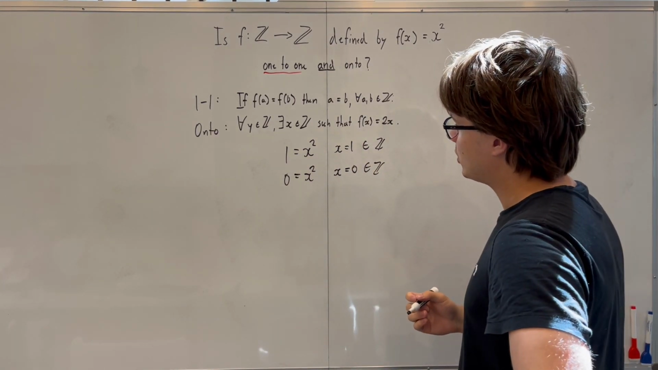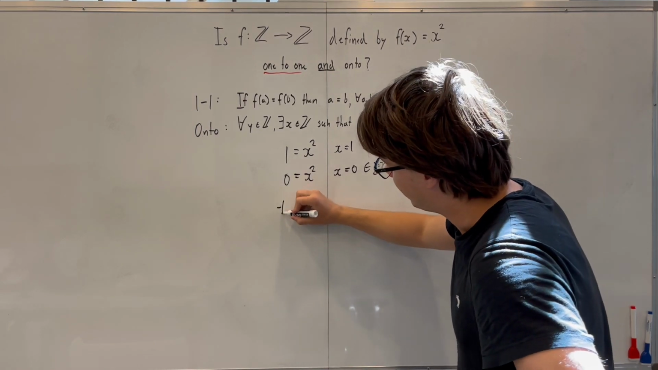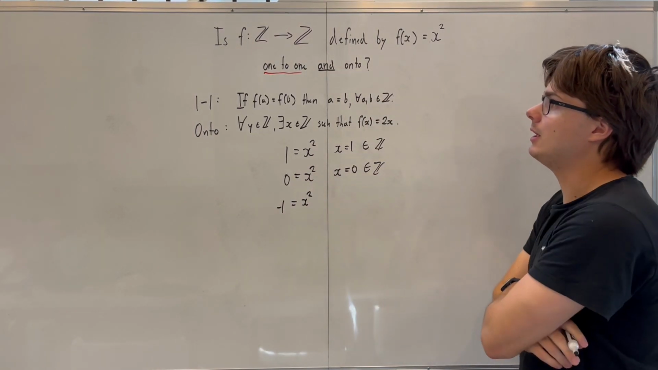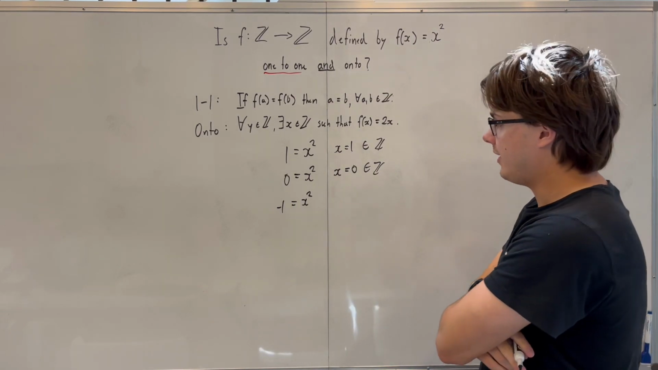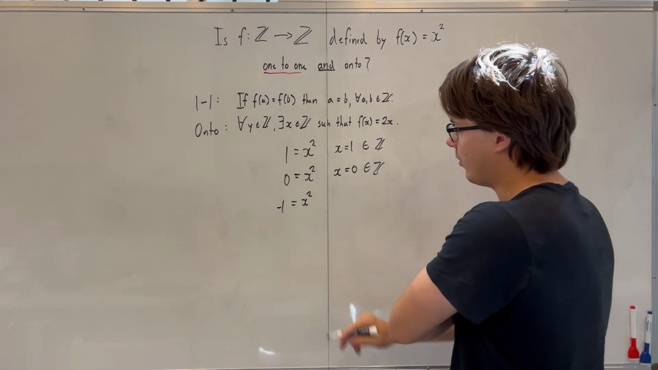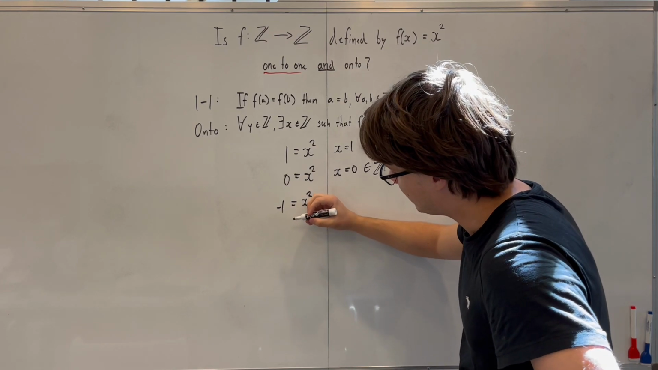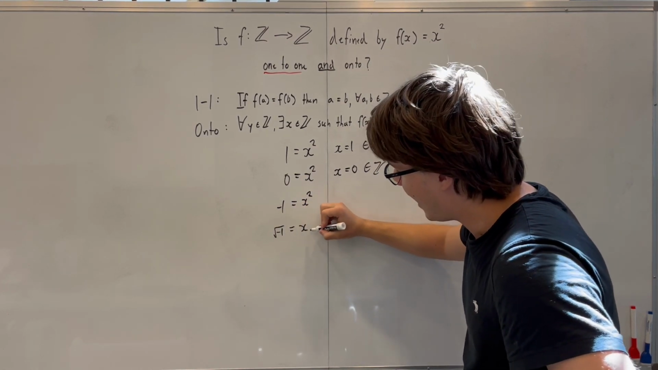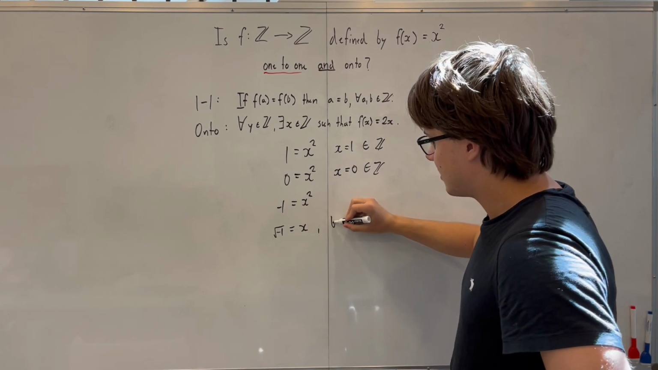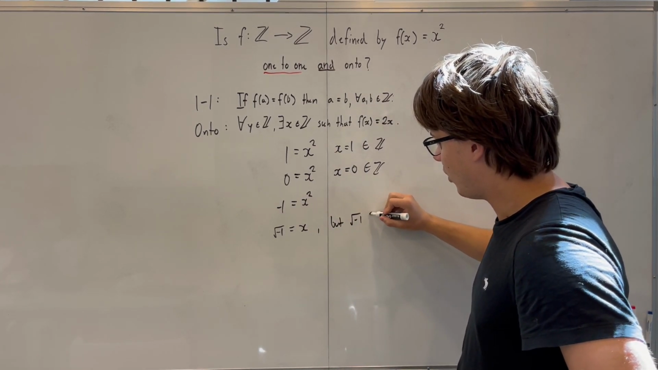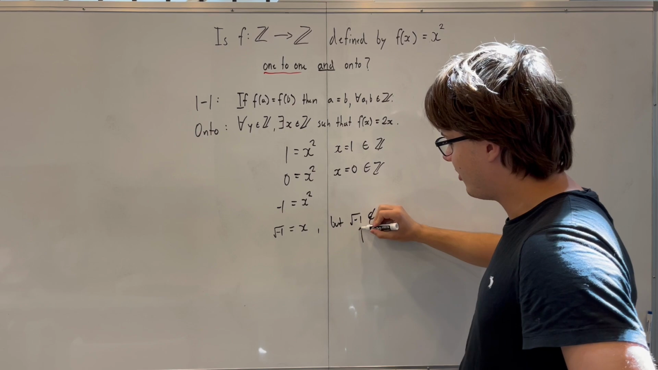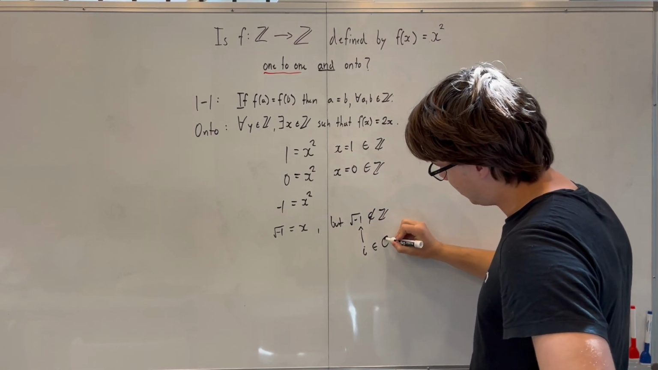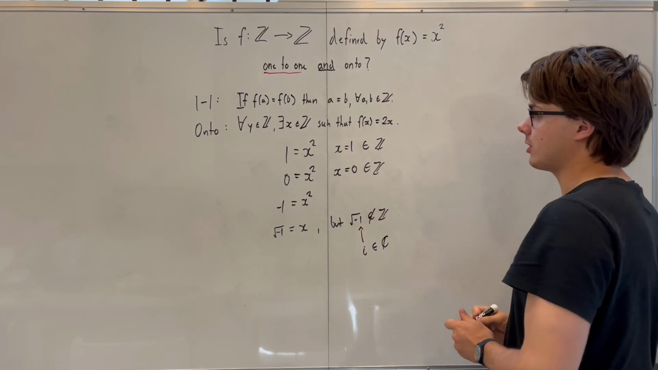Okay. What if we try something like -1? Can you get -1 by plugging an integer into x²? And the answer is going to be no. Why is that? Well, let's rearrange for x. What would x have to be here? Well, square rooting both sides, we would get the square root of -1 is equal to x, but the square root of -1 is not an integer. This is i. That's the complex plane. This is a complex number, not an integer.